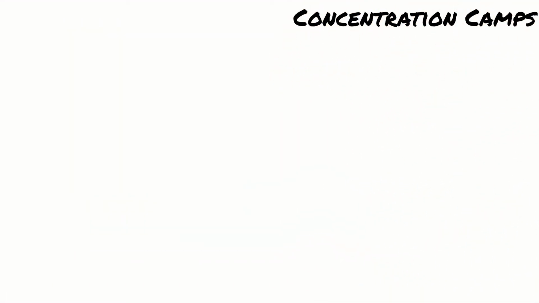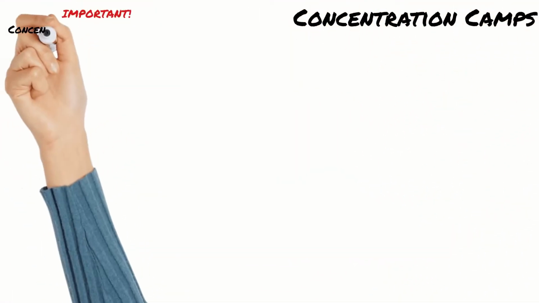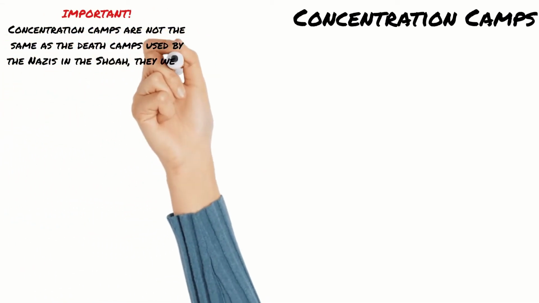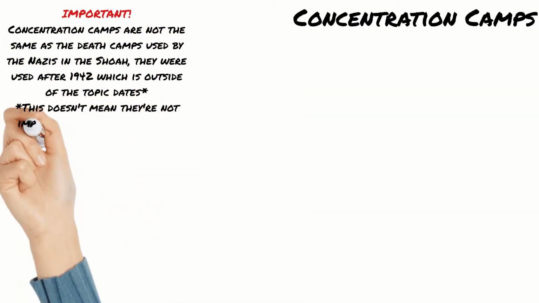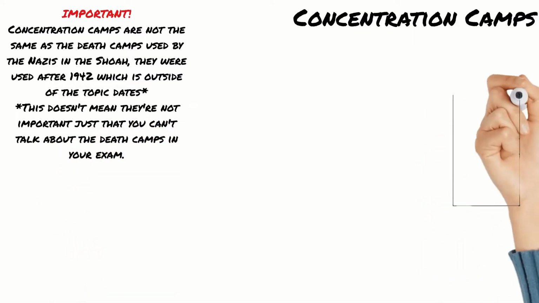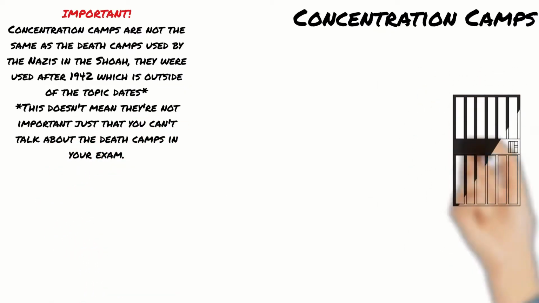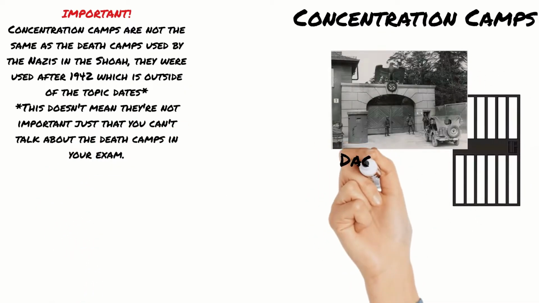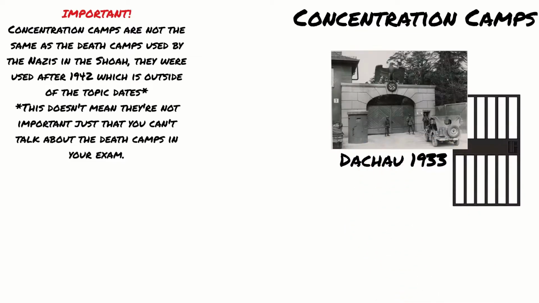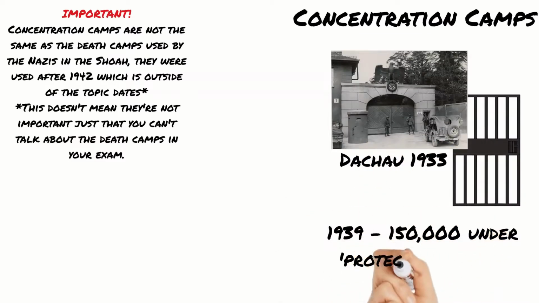Another source of terror for the German people were the concentration camps. These were not the same as the death camps, which were used by the Nazis from 1942 to mass murder minority groups such as Jewish people in the Shoah. Concentration camps were prisons for those who opposed the Nazis. The first camp was opened in Dachau in 1933, and by 1939 150,000 people were under protective arrest. Camps were located far from towns or cities to avoid people seeing what was going on in them.